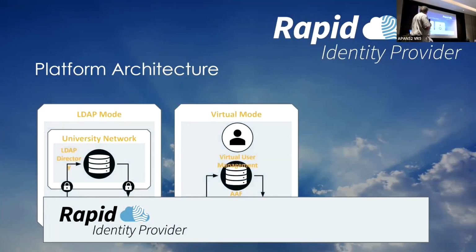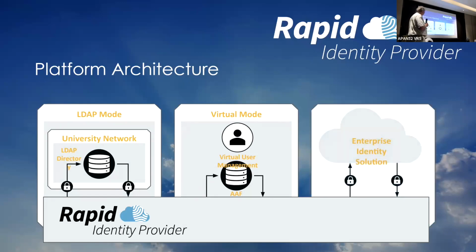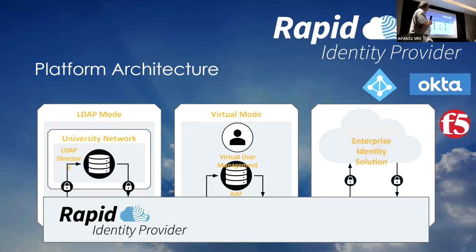We've got three modes: LDAP, so it can talk off to an LDAP server for universities that are still running those. Virtual mode, where we manage the users within the system, so we have a database of users. That's for small organizations. And our enterprise identity solution, where we can plug into Azure, Okta, F5, or some other SAML identity provider. Each of those is different. They've all got their own quirks, those enterprise IDPs. Azure seems to be about the best for completeness, which is sad.